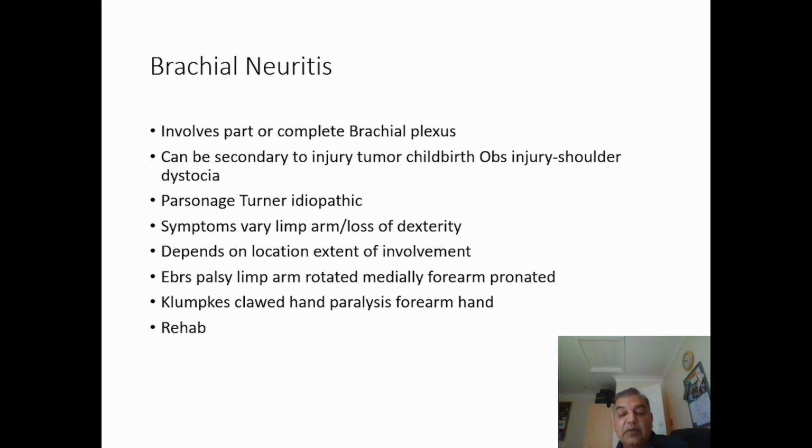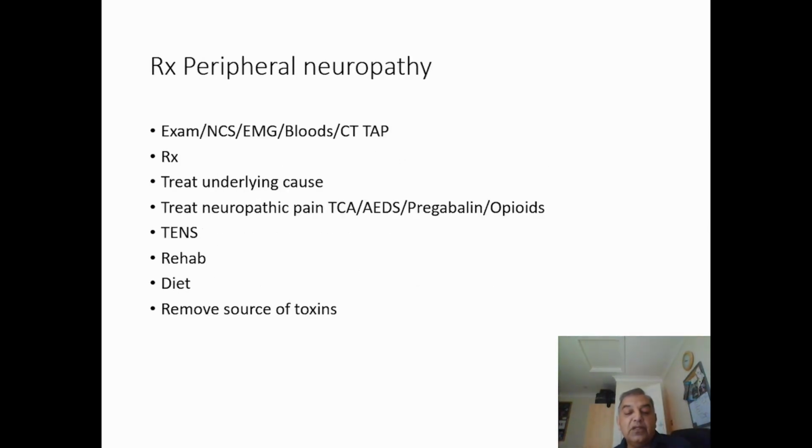There are two paralyses that one should know about. One is Erb's palsy, seen in obstetric issues, and here the arm is limp, it's rotated medially, the forearm pronated, and this is usually as a result of instrumentation at the time of delivery. You have Klumpke's paralysis, in which you can present with a clawed hand, paralysis of the forearm and hand, and the treatment is rehabilitation.